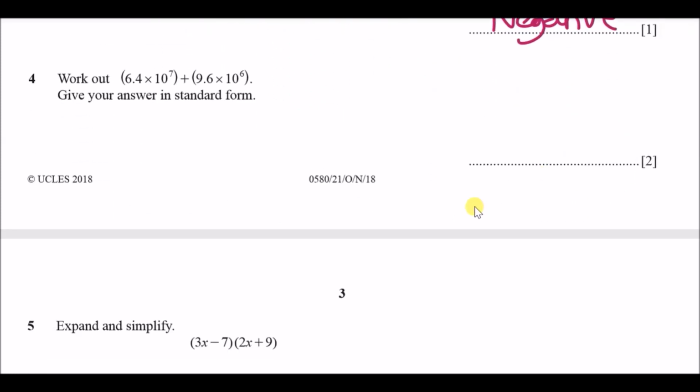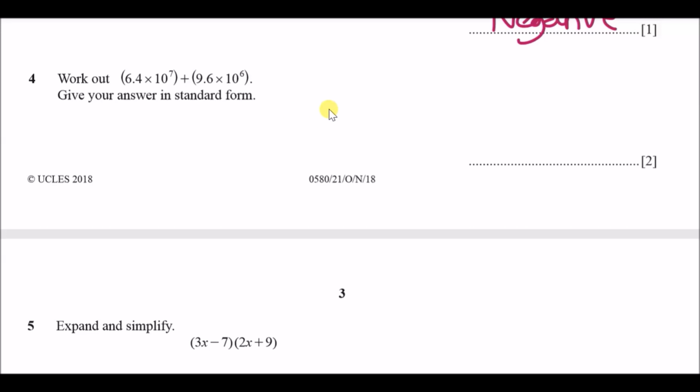Okay, number 4. Work out this standard form sum and give your answer in standard form. Okay, so in this case, literally just smash this in the calculator. So you've got 6.4 times 10 to the power 7. And make sure you put the bracket as well. I wouldn't bother changing anything they write.